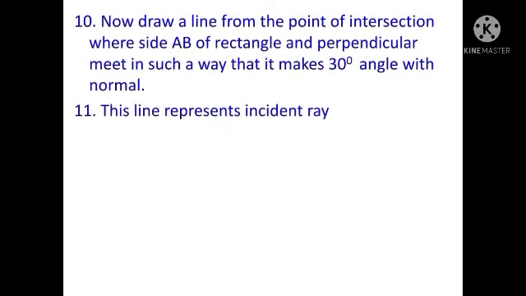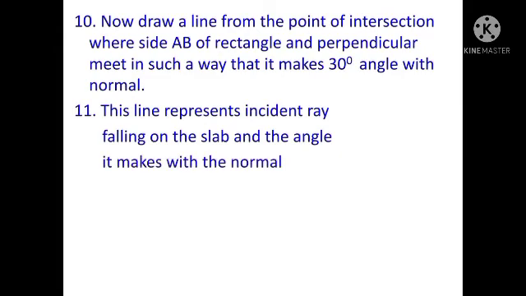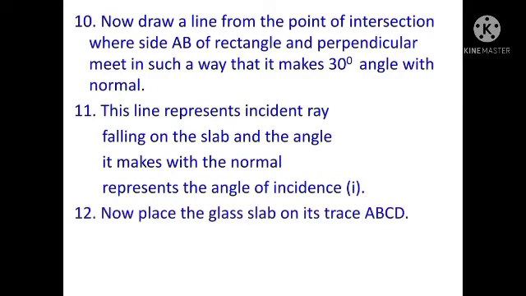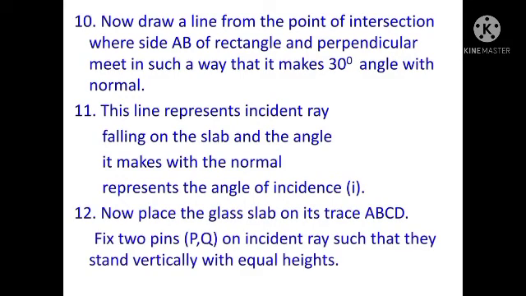Now draw a line from the point of intersection where side AB of the rectangle and the perpendicular meet, in such a way that it makes a 30 degree angle. The line represents the incident ray, and the angle it makes with the normal is none other than the angle of incidence. Now place the glass slab on its trace ABCD.